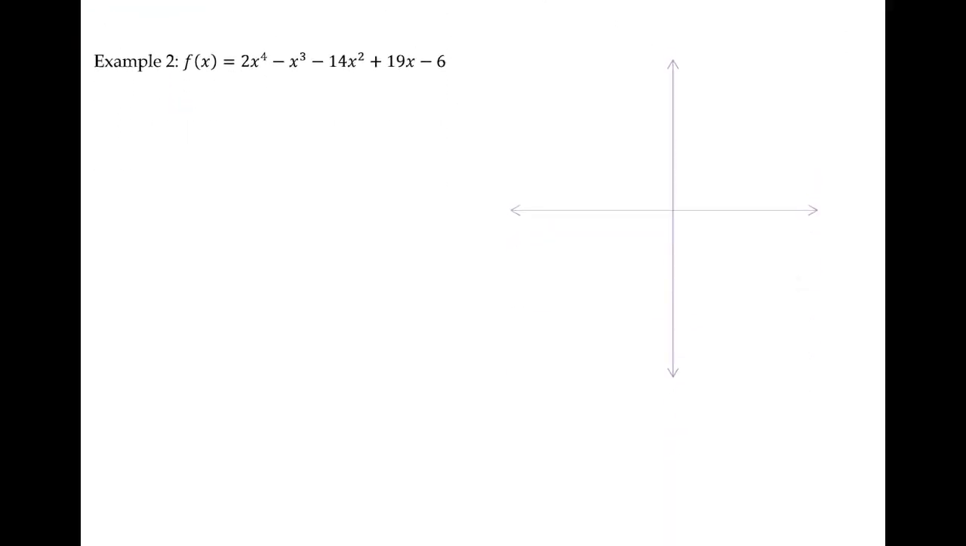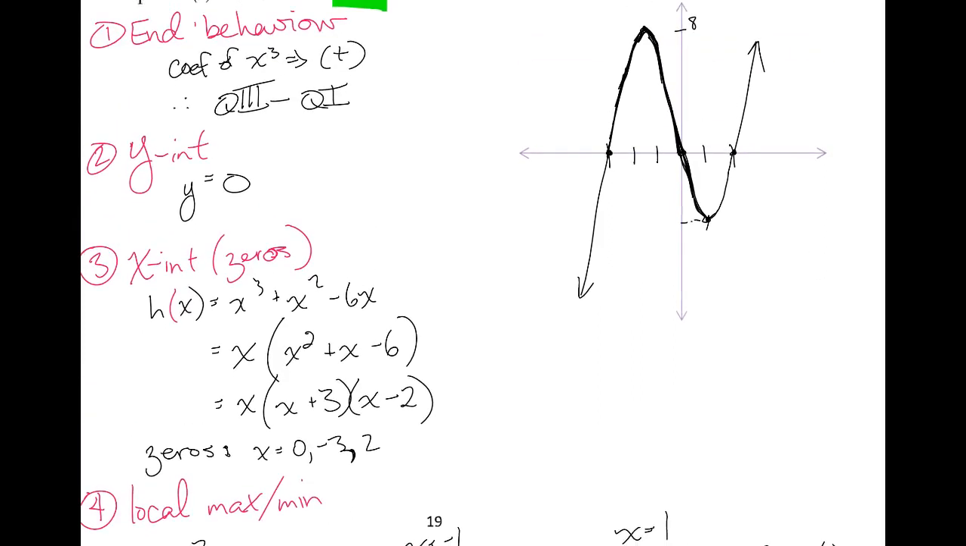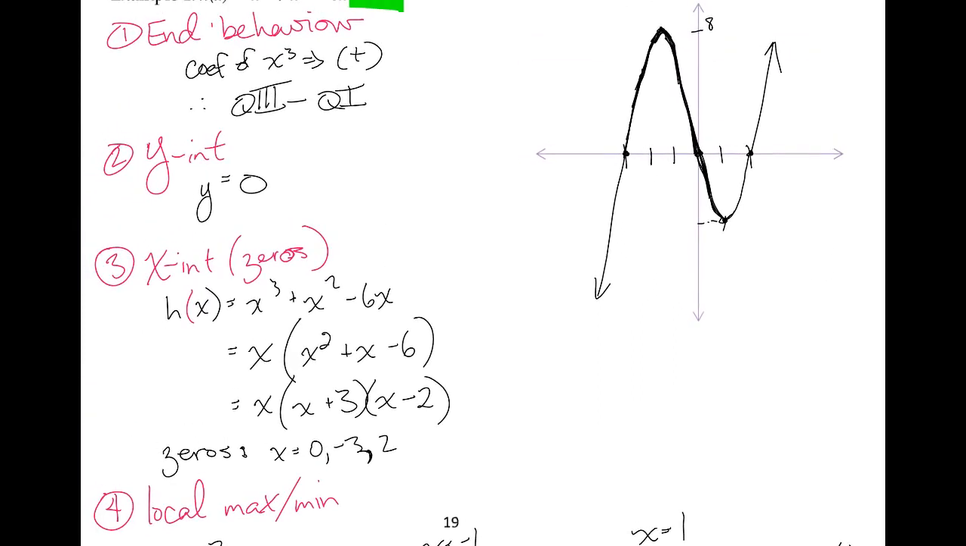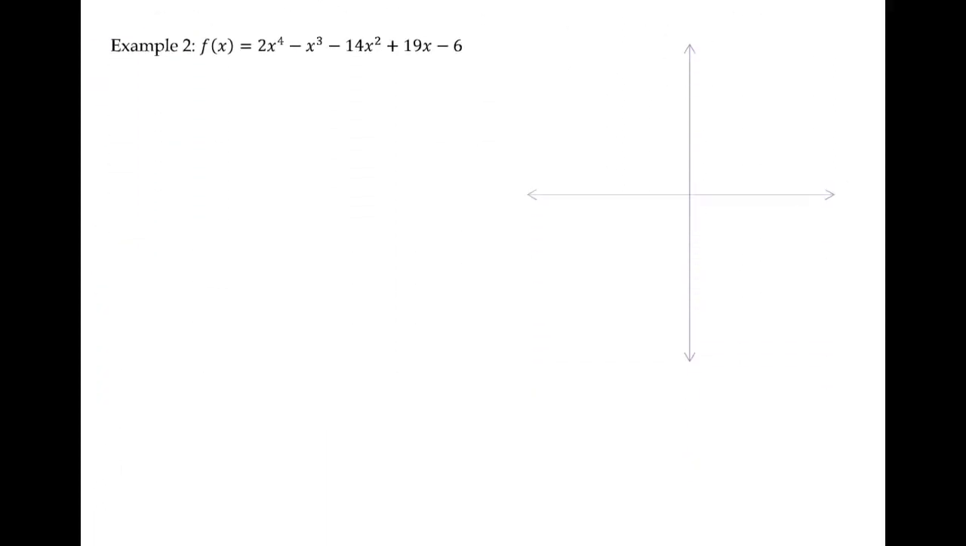So if you want to pause this at this point and at least try to start defining some of these characteristics, the 4 that you're going to really want to identify, and it doesn't need to be in this order, would be end behavior, y-intercept, x-intercept, and local max and min. So again, if you want to pause and give it a shot on your own, do that. If you want to follow along, I will continue talking.